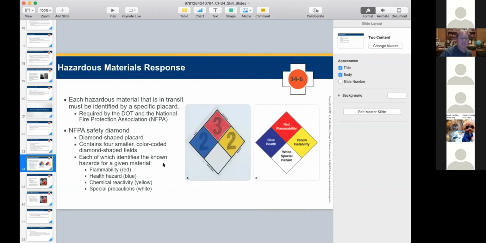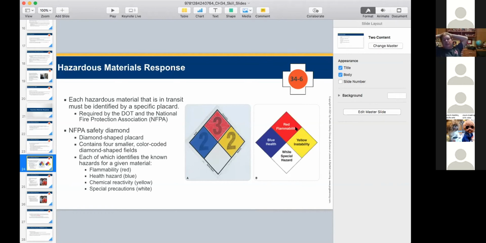It's a safety diamond. Each area has a specific meaning. Blue is for health. Red is always for flammability. Yellow is always for instability. And white is always specific hazard. You'll see the red, yellow, and white placards. So as you're driving around town and you're looking at semi-trucks, you'll see placards on the semi-trucks. They have to be on all 3 sides of the vehicle.